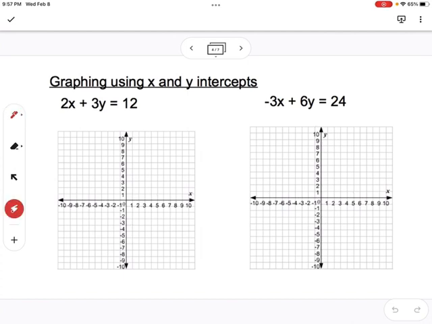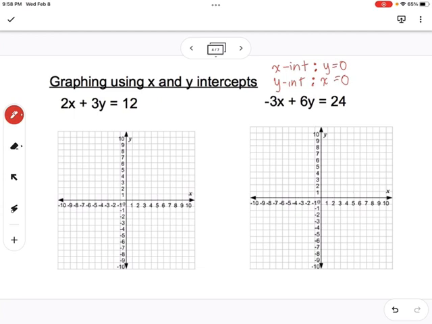So if we're talking about our x-intercept, that's going to be along the x-axis, and that means our y value is going to be 0. So for an x-intercept, y equals 0. And opposite of that, for our y-intercept, it's going to be along this line, which means our x will be 0. So for our y-intercept, x is 0.